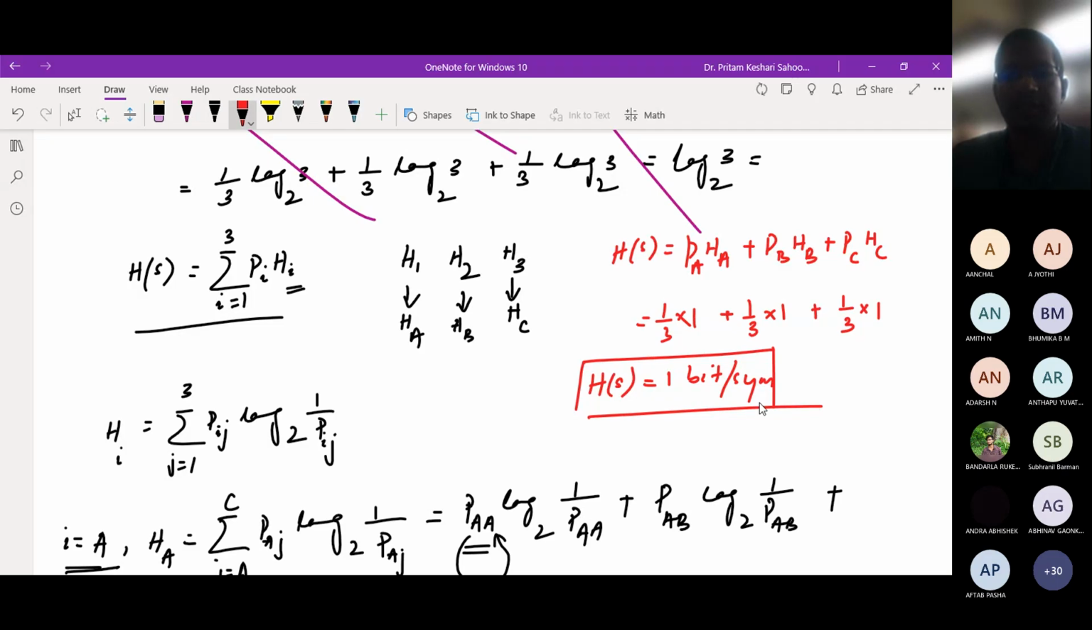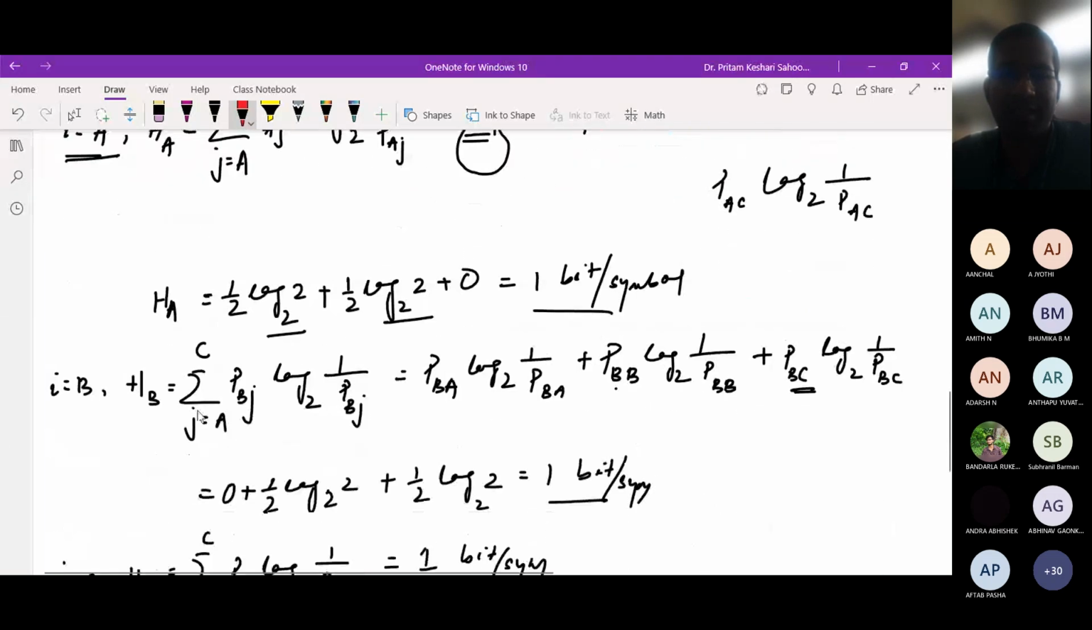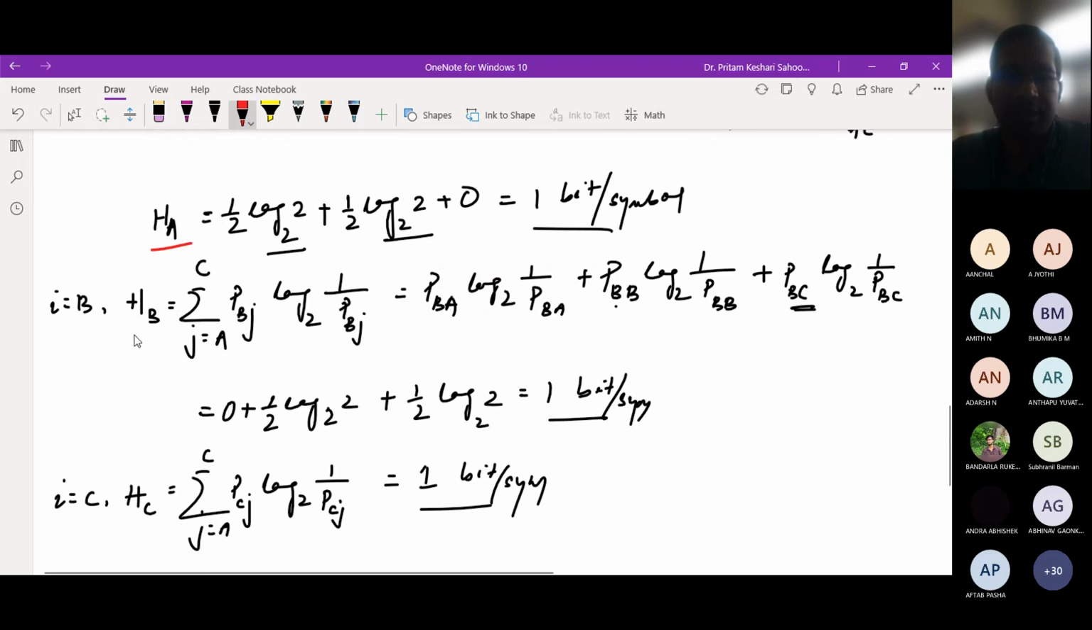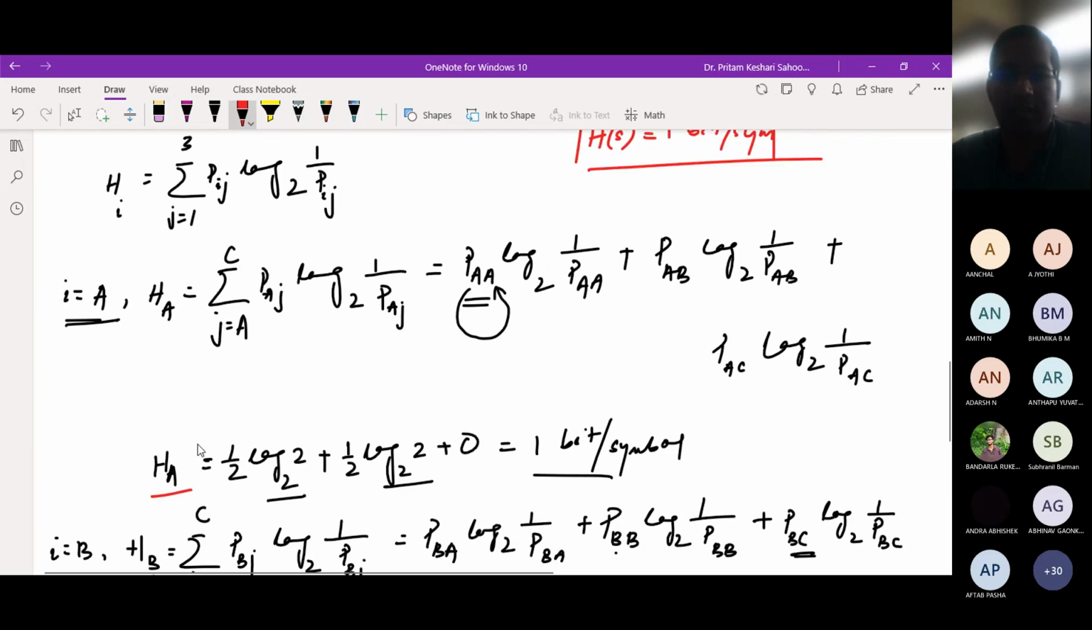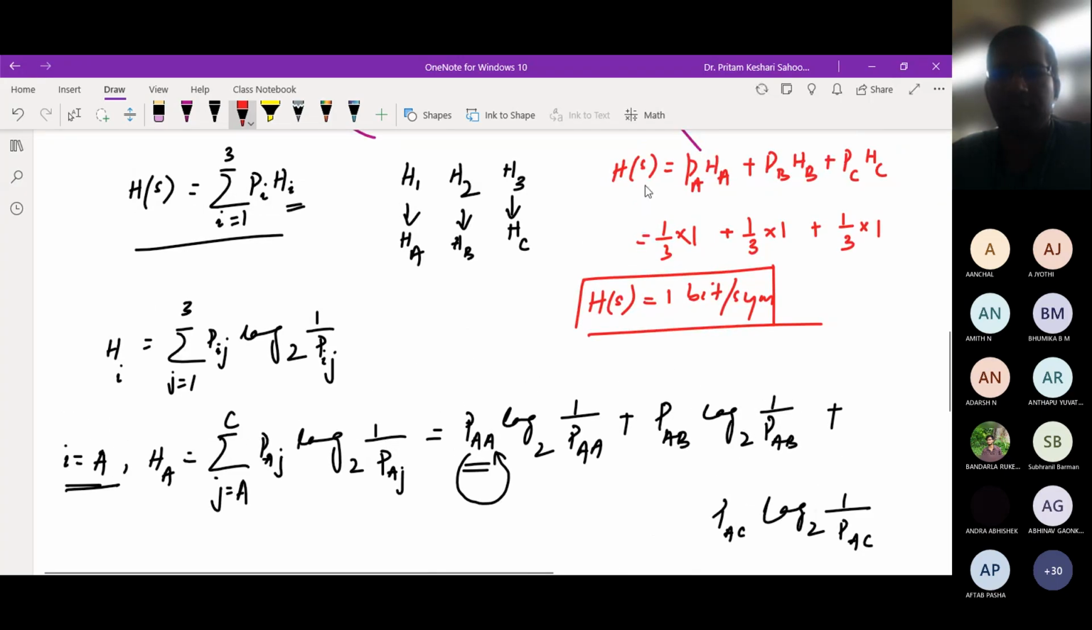So in order to calculate the average information of the source, first we calculated the average information of each state individually, like H A, H B, and H C. After that, we calculated the average information of the source using this particular formula. So that also we got 1 bit per symbol.